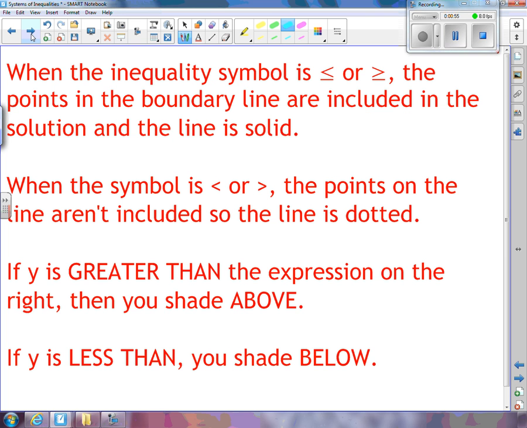So when you have the inequality symbols that are less than or equal to, or greater than or equal to, we're going to make our line a solid line. The reason we want to do that is because the line is going to be included in our solution. Any point that lies on the line will make the inequality true. When the symbol is less than or greater than, the points on the line are not included, so the line is going to be a dotted line. That just means that if you take a point that's on the line and plug it in, it will not make the inequality statement true.